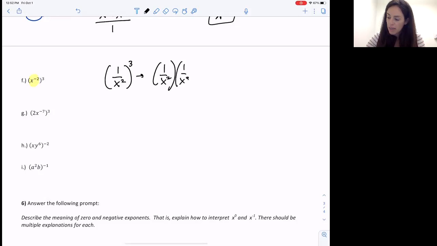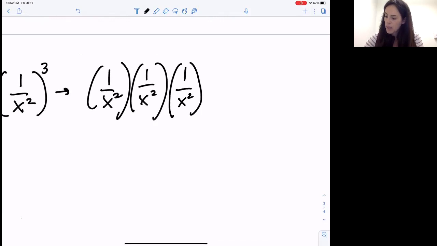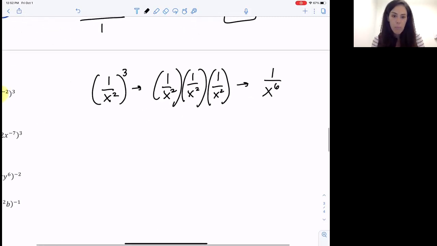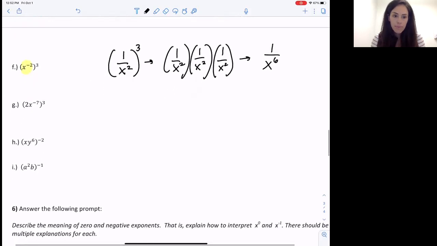3 of these together. So it's going to be 1 over x squared times 1 over x squared times 1 over x squared. Well, that's going to be 1 over x to the 6th. How many x's do I have in the denominator? I have 6 of them. Okay. Next one, give it a try.